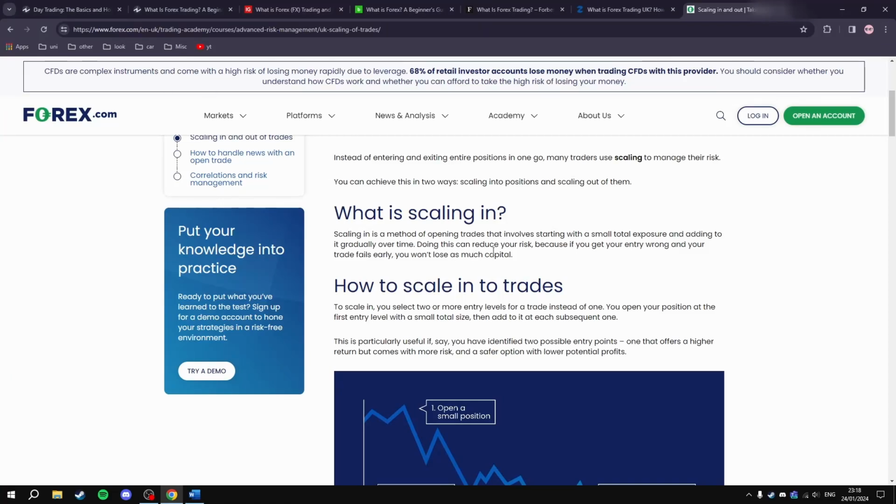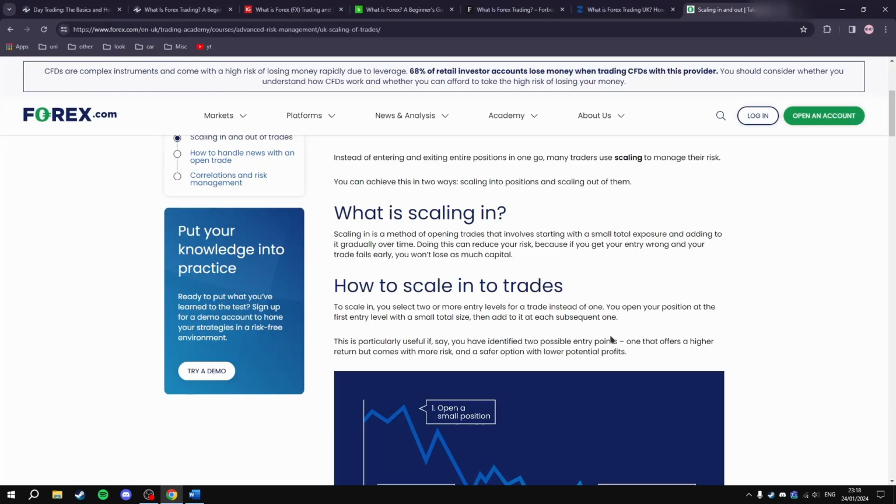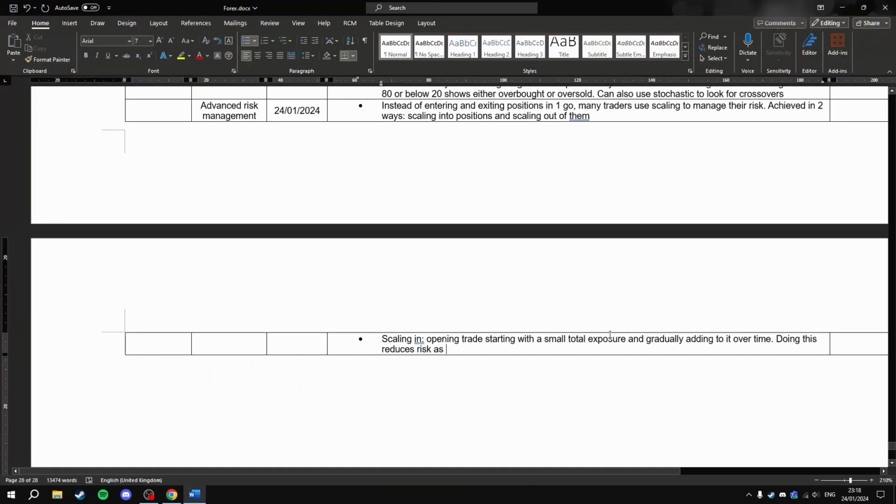Doing this can reduce your risk, because if you get your entry wrong and your trade fails early, you won't lose as much capital.